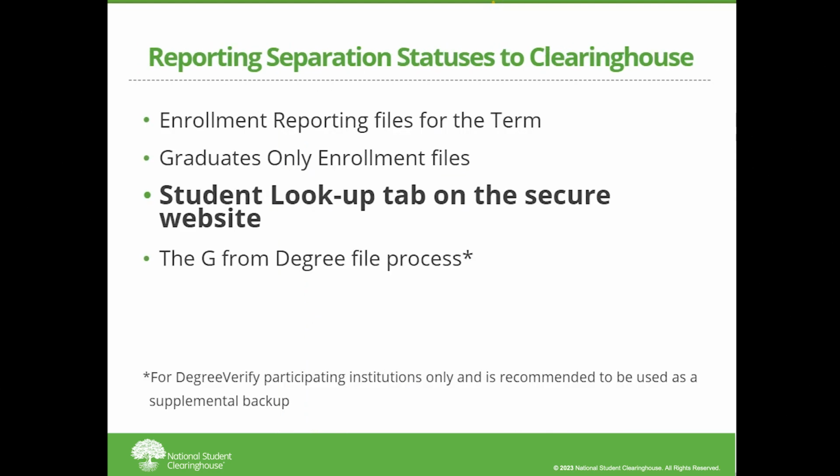Going back to the ways to report separation statuses, the third option is utilizing the Student Lookup tab on the Clearinghouse's secure website. This option is for performing a low volume of updates if you're unable to include them on scheduled enrollment files. Be sure that the information manually submitted via the Student Lookup tab matches the information for the student in your student information system to avoid errors from occurring on the next scheduled enrollment file to the Clearinghouse. Online updates to report separation statuses should only be submitted once.